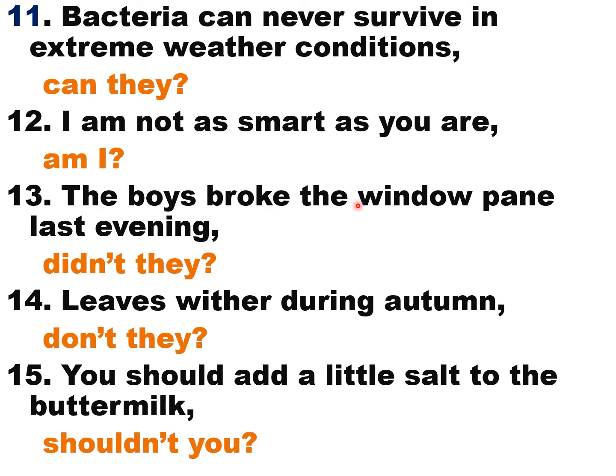The boys broke the window pane last evening. Positive statement. The sentence is in past tense, broke. So didn't they. Negative tag. Leaves wither during autumn. Present tense, simple present tense. So don't they. You should add a little salt to the buttermilk. Positive statement. We have the auxiliary verb should. So shouldn't you.